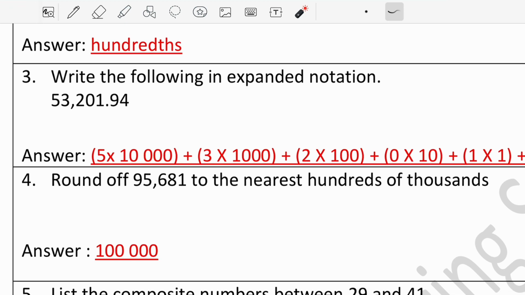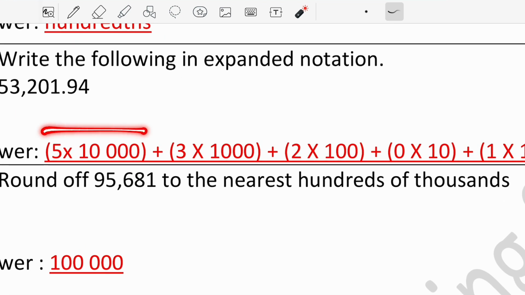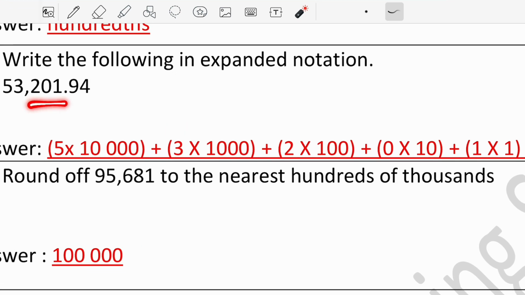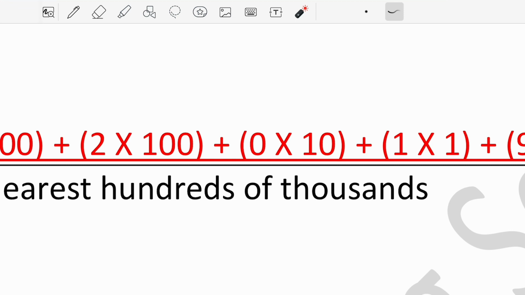Next, write the following in expanded notation. So this is 53,000. So that's 5 times 10,000 plus 3 times 1,000. This here is 201. So that's 2 times 100. You can put this or you can leave it out since 0 times 10 is 0. Right, then you have the 1.